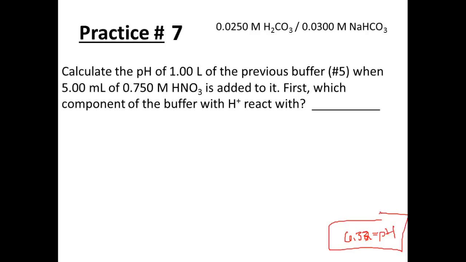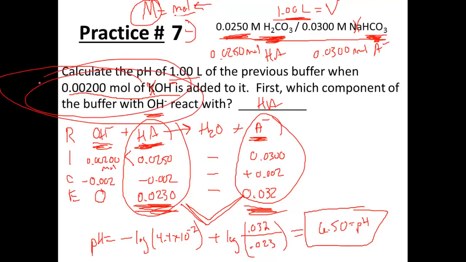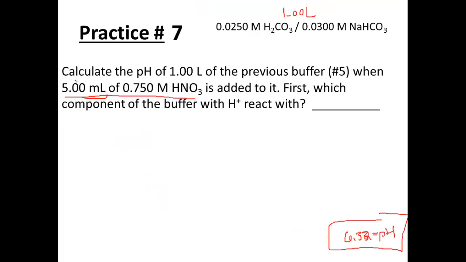Just one thing to get you started here. We start with the same volume of our buffer, 1 liter. The difference here is when we add in the acid this time, I'm having you add in a certain volume of acid. So I didn't just tell you the moles like in the previous problem. This time I'm giving you a volume and concentration, so use that to find how many moles of this strong acid you're adding, and try to figure it out.